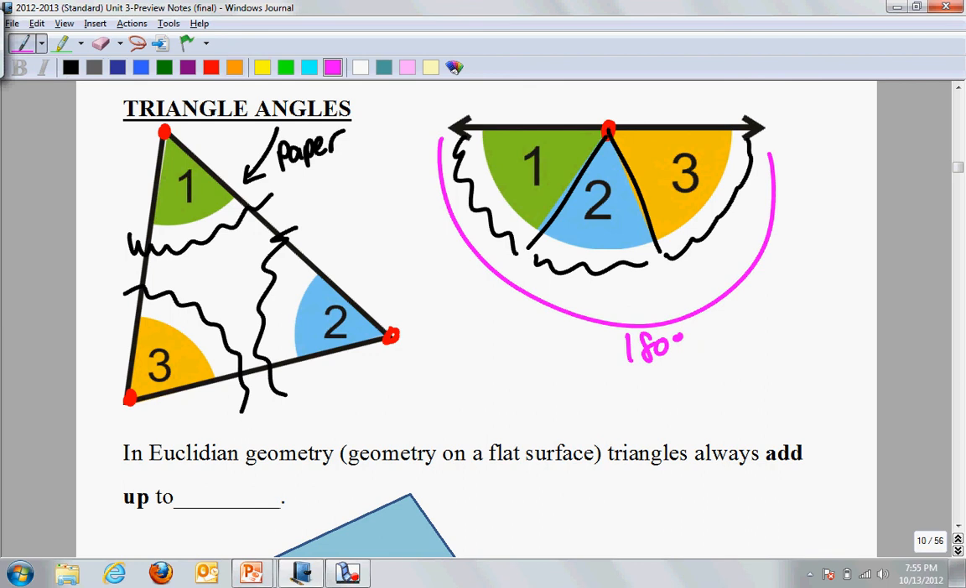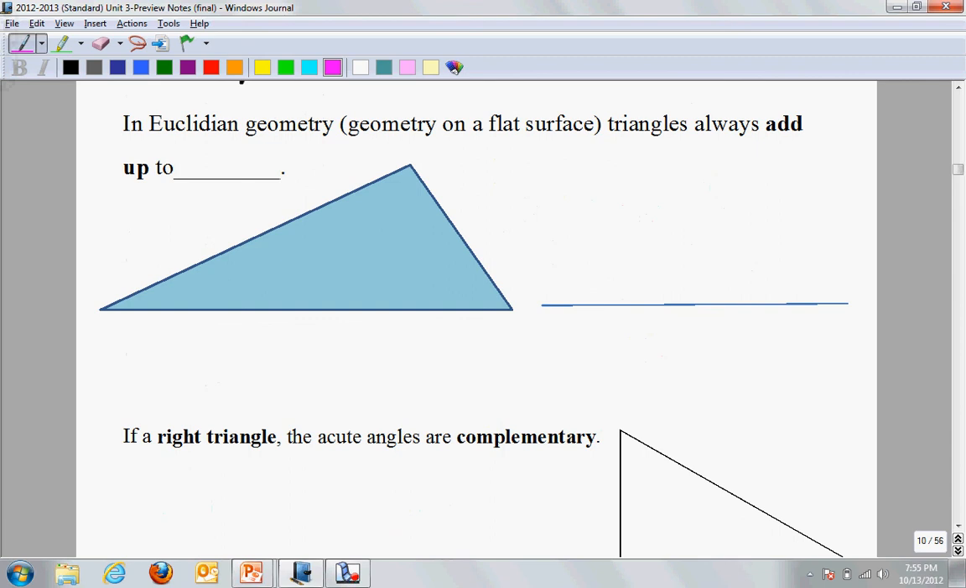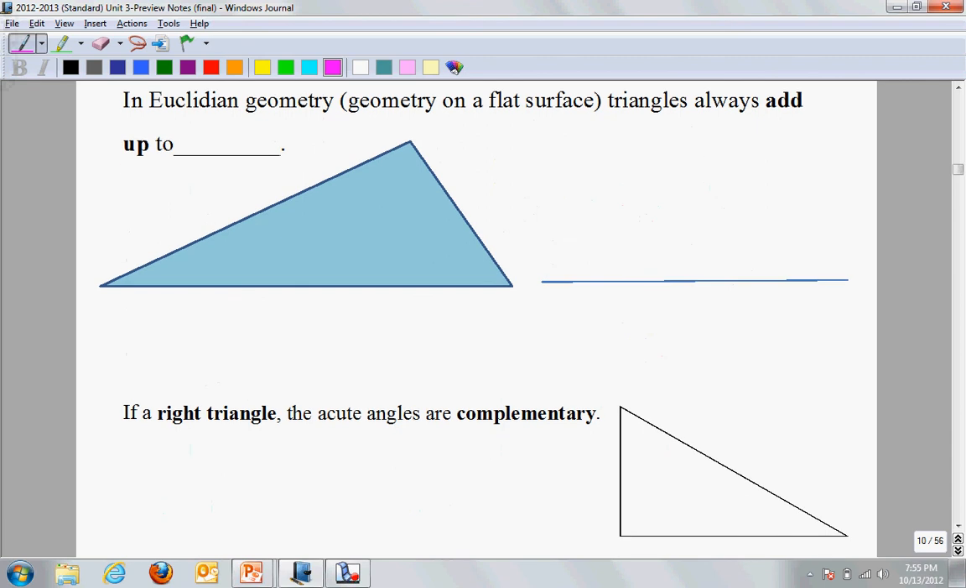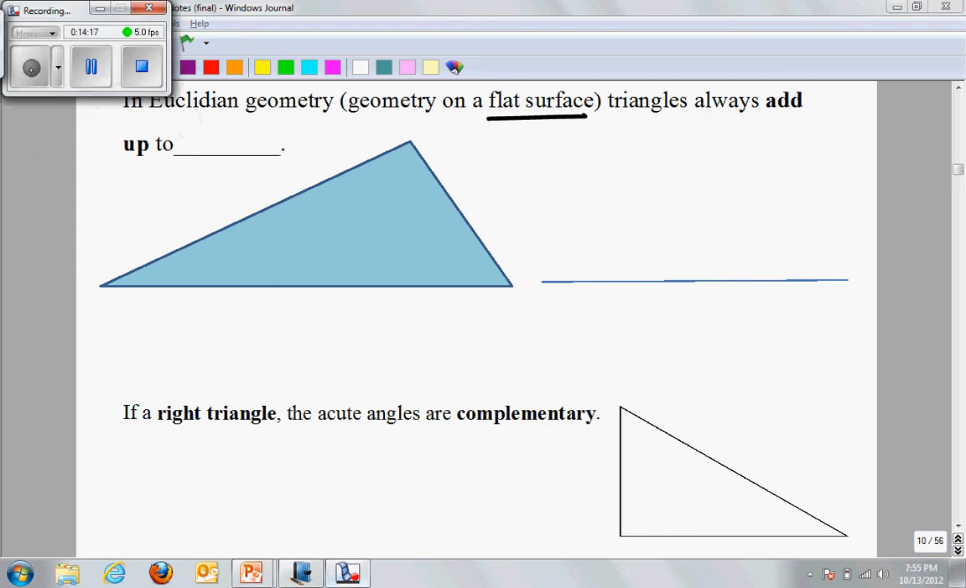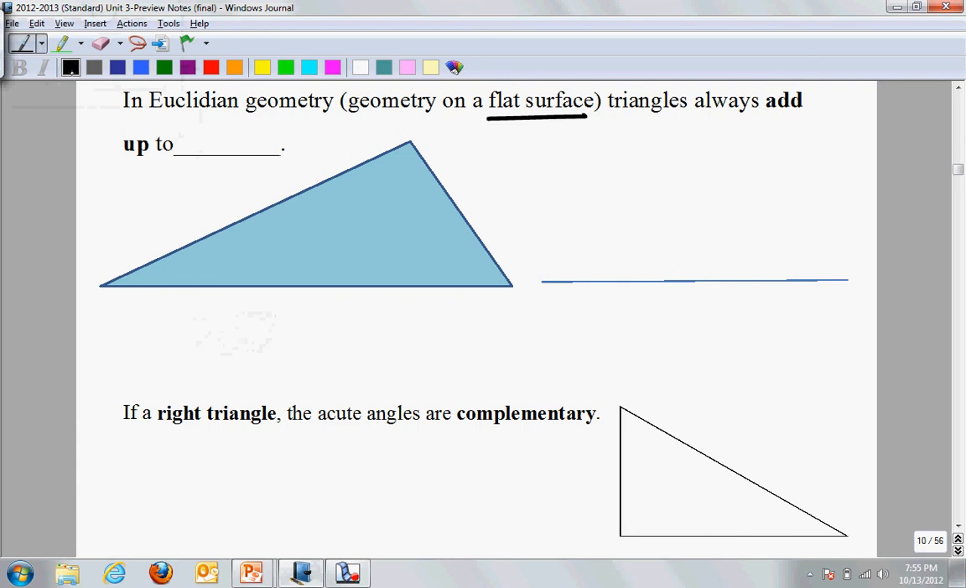This leads us to an extremely basic but very useful piece of information. In Euclidean geometry, and that's the kind of geometry we're studying, it's called geometry on a flat surface versus geometry on a spherical surface, which is a completely different course. But for geometry on a flat surface, the angles of a triangle, 1, 2, 3, always add up to 180 degrees.